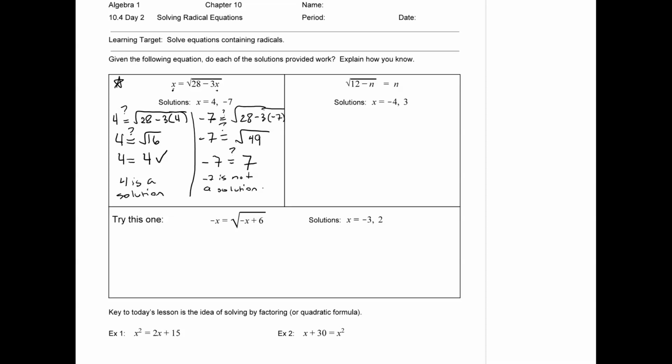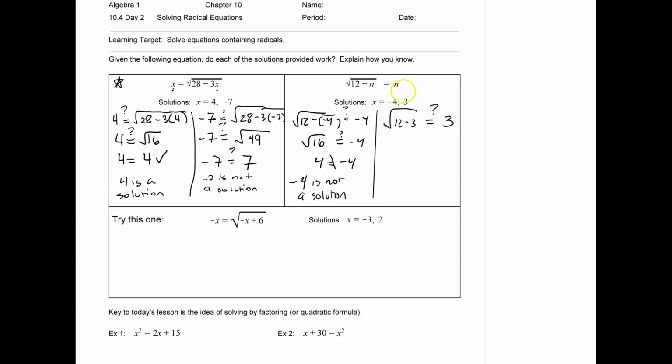Taking a look at the next one, I'm going to do this one a lot quicker just to check. So we're going to start with -4. The square root of 12 minus -4, is that equal to -4? This is the square root of 16. Square root of 16 is 4. It's not equal to -4, so -4 is not a solution. Checking 3, square root of 12 minus 3, is that equal to 3? Because we're plugging in 3 for this n right there. Square root of 9, is that equal to 3? And it is. 3 is equal to 3. So 3 is a solution.